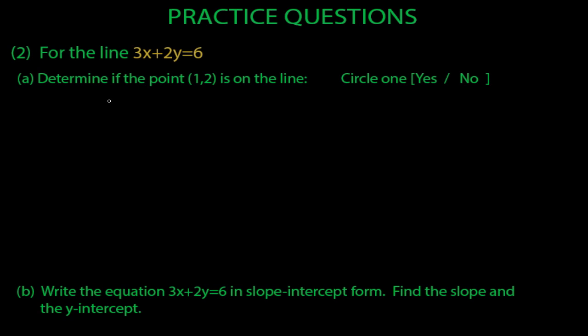Hi. So, in continuation of the practice questions, this is question number 2. For this question, we're given a line 3x plus 2y equals 6, and we're told to determine if the point with the coordinate 1, 2 is on the line. What this means is that when x equals 1, y equals 2.